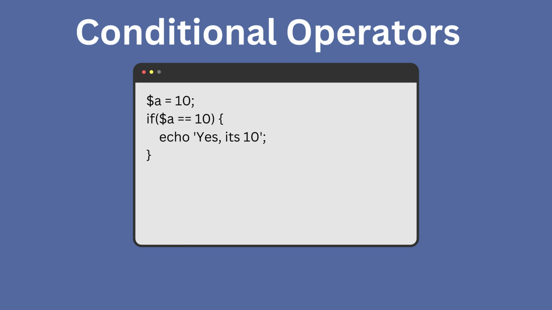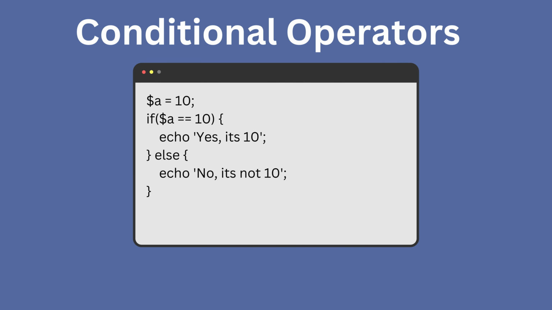Now let's take it a step further. What if you want to execute a piece of code if the condition is true, and another piece of code if the condition is false? That's where the if-else operator comes in. So in the example here, we're checking if the value of the variable $a is equal to 10. If it is, we're going to print, yes, it's 10. But if it's not, we're going to print, no, it's not 10.